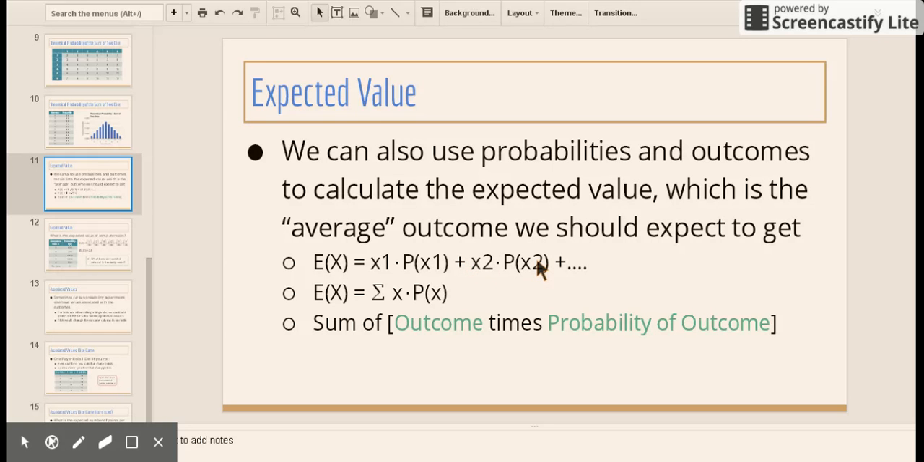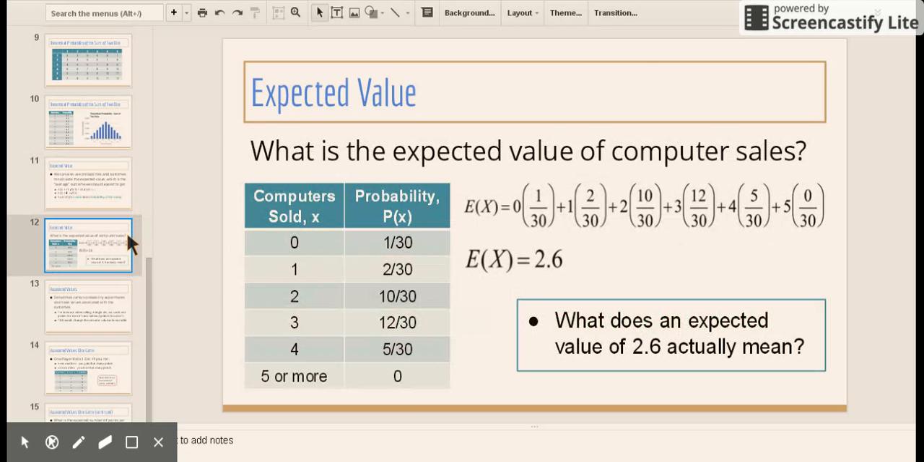So if you remember back to our one variable statistics again, this should look like a weighted mean, all right? It's the sum of the outcomes times the probability of those outcomes. So in the weighted mean, we had the value times its weight and adding all those up. Same thing here. So we've got the outcome is the number of computers sold, the probability of that outcome. We multiply across the rows, we add up all these values, and I get an expected value of 2.6.